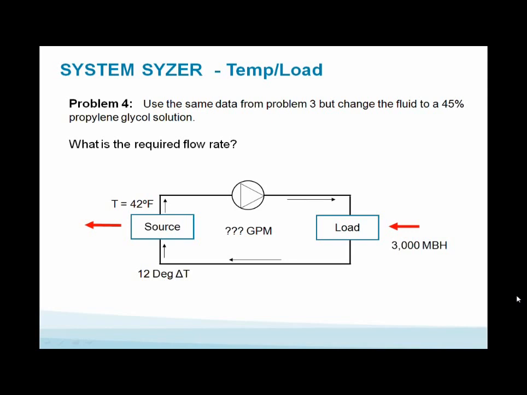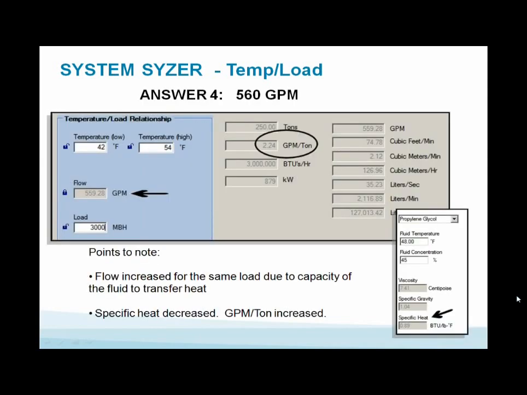Same problem. We've got 42 degrees supply, 12 degree delta T, and we've got to deliver 3 million BTUs or 3,000 MBH to my load. Does going to glycol change my flow rate? Good question. Let's answer the question. So first thing we do is what? We go to the menu and we change the properties of the fluid we're pumping. That's the first thing we do.